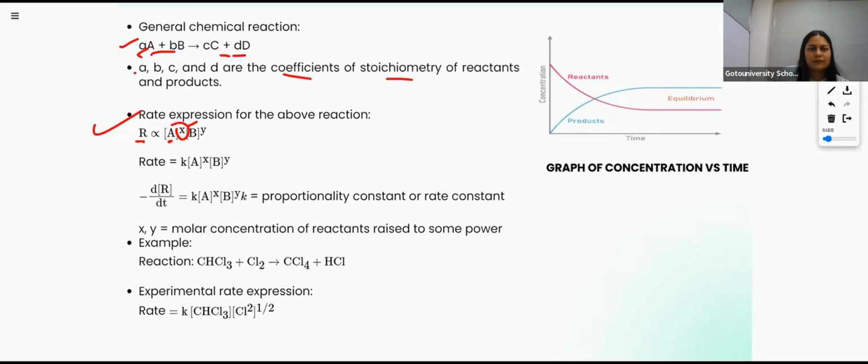If we remove this proportionality sign, we obtain a proportionality constant, that is k. This k is called the proportionality constant or rate constant. Now this is also known as the differential rate equation.